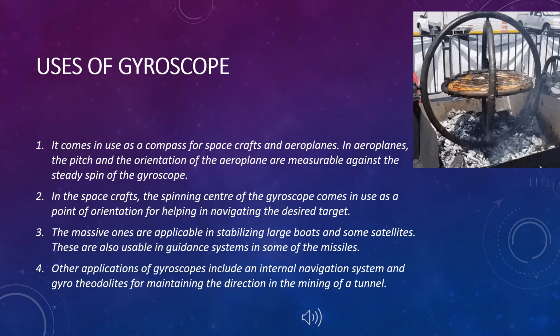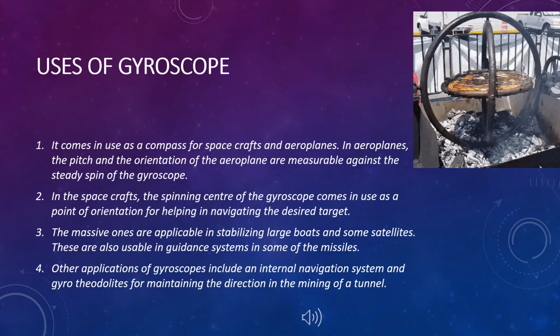Uses of gyroscope. It comes in use as a compass in spacecraft and aeroplanes. In aeroplanes, the pitch and the orientation of the aeroplane are measurable against the steady spin of the gyroscope. In the spacecraft, the spinning center of the gyroscope comes in use as the point of orientation, helping in navigating to the desired target. The massive ones are applicable in stabilizing large boats and some satellites.